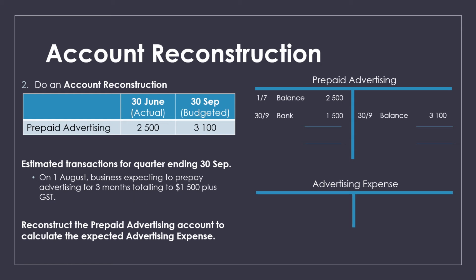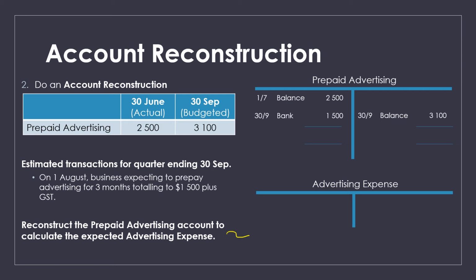Looking at the prepaid advertising account here, we can see that there's a missing entry, and that entry relates to the balance day adjustment that's usually necessary to recognize the expense that has been incurred, or in this case here, expected to be incurred in a particular period. This also happens to be the instruction that we've been given, and that is to determine the expected advertising expense incurred for the quarter ending 30th of September.